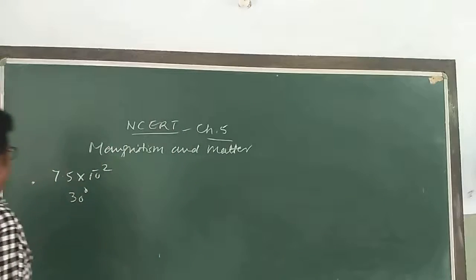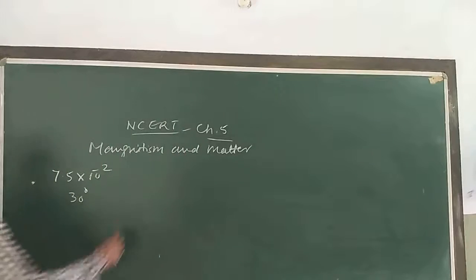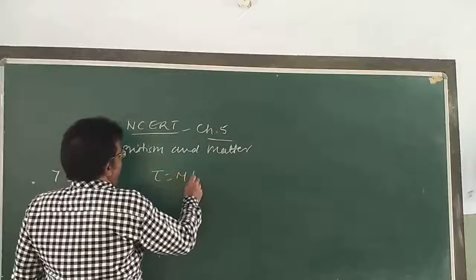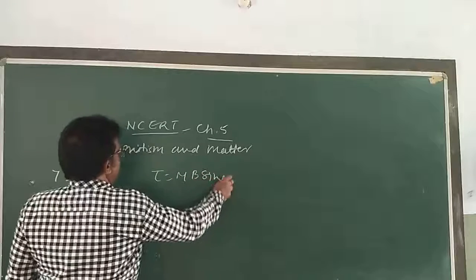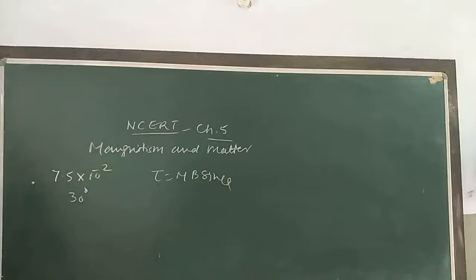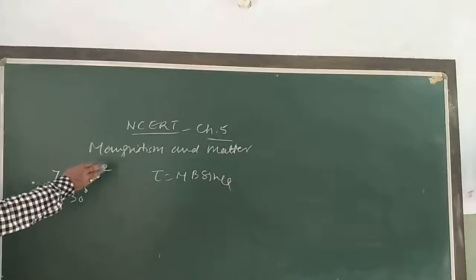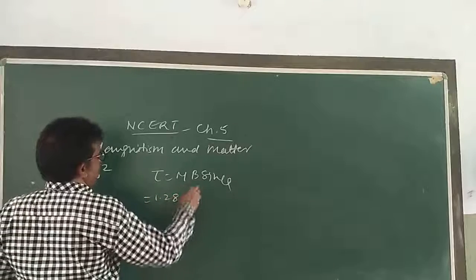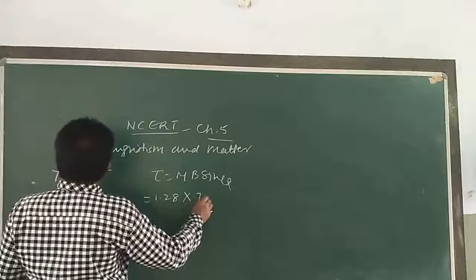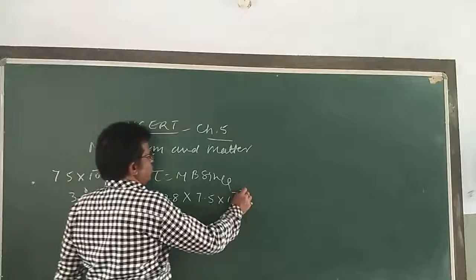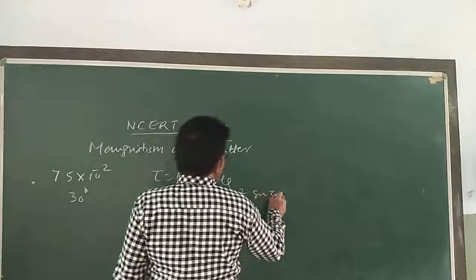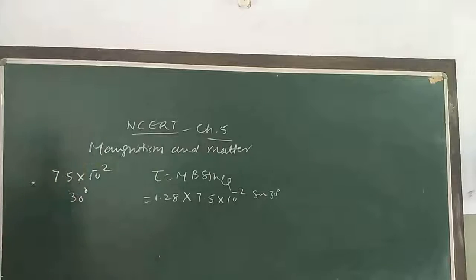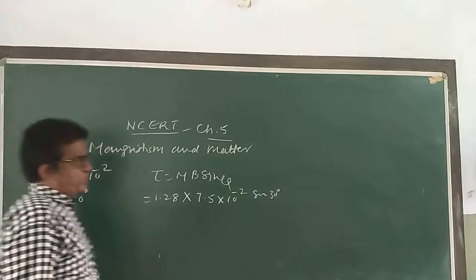So you use a formula here. Torque is equal to mB sin theta. Put all the values here. Children, m you have already found above, it is 1.28. The value of 1.28 we found in the question above. B is 7.5 into 10 raised to minus 2 and sin 30 degree. So this is the answer, children. Put it here. If I ask lastly, what is the force here?